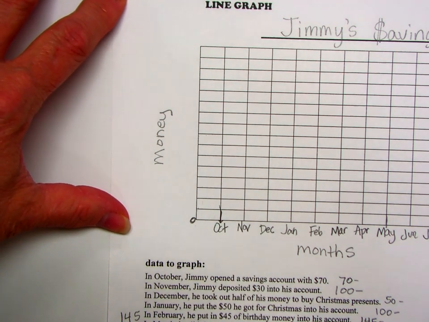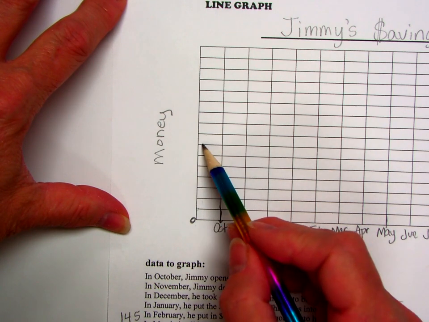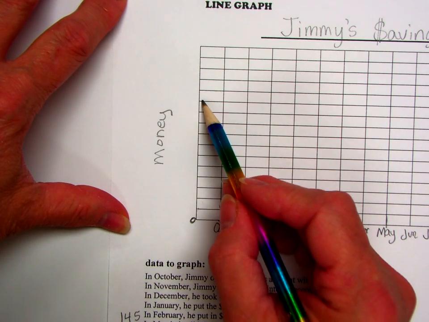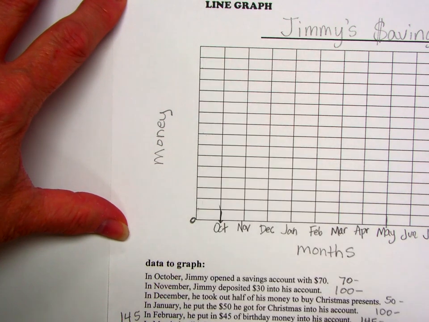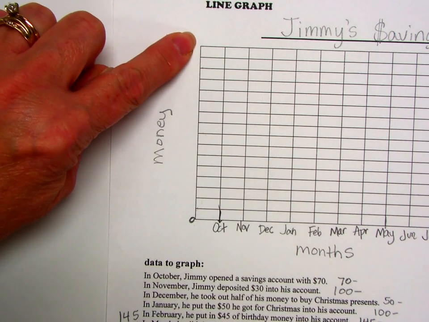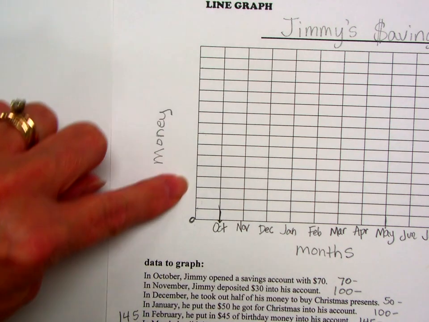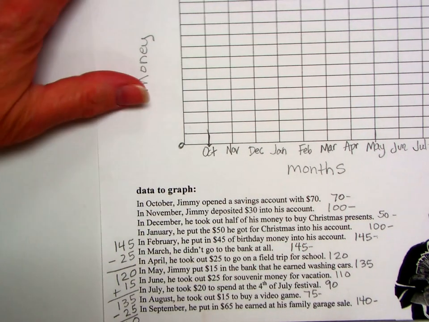So let's try tens. 10, 20, 30, 40, 50, 60, 70, 80, 90, 100, 110, 120, 130, 140, 150, 160. So I can go up these boxes by tens, and I know that I will have enough space on my graph to mark all of these data points that I'm going to put on it.